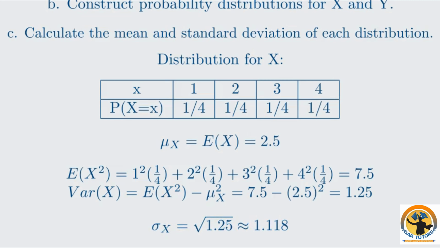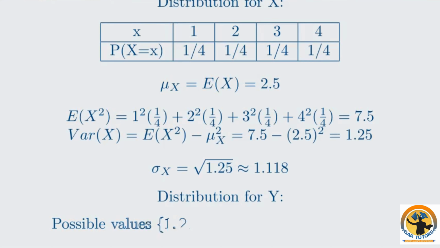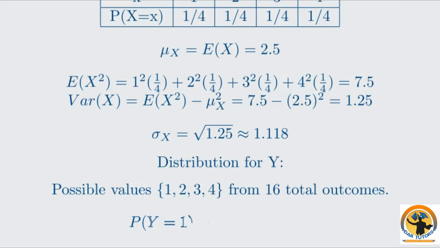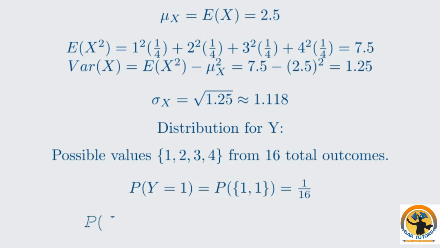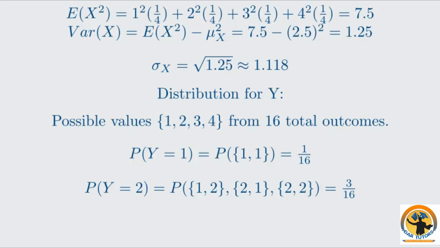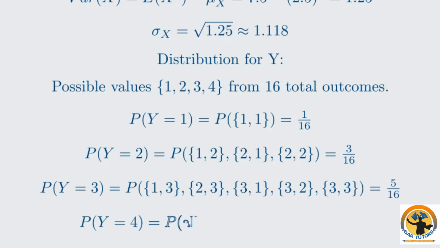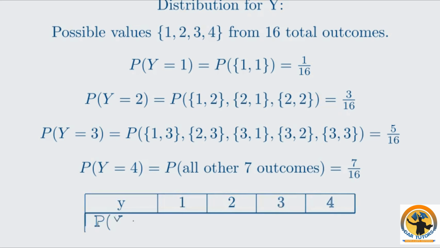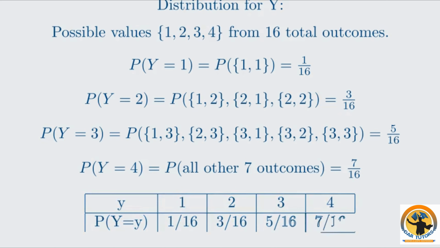Now for y, the highest number from 2 rolls. We need to list the outcomes and find their probabilities. When rolling twice, there are 4 times 4, or 16, equally likely outcomes. For y1, only 1,1 works, so y1 is 1/16. For y2, outcomes are 1,2, 2,1, 2,2, so y2 is 3/16. Similarly, y3 is 5/16 and y4 is 7/16. Let's check. 1 plus 3 plus 5 plus 7 equals 16, so the probabilities sum to 1.